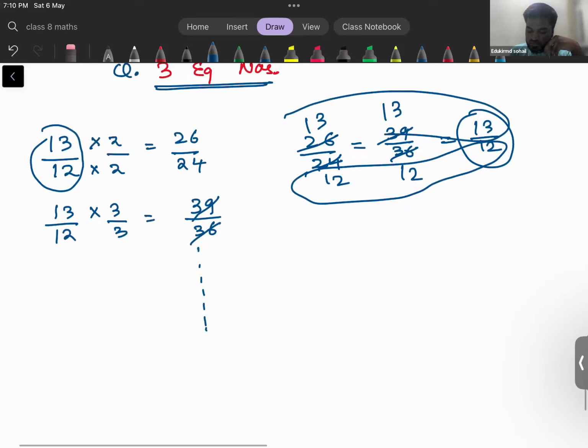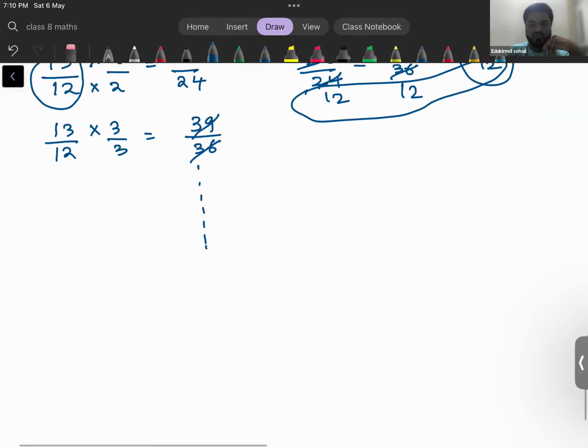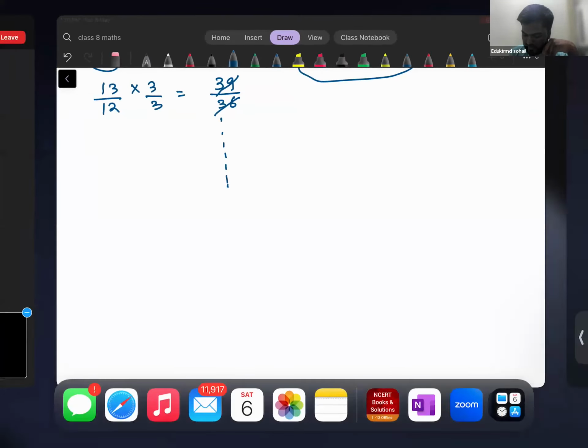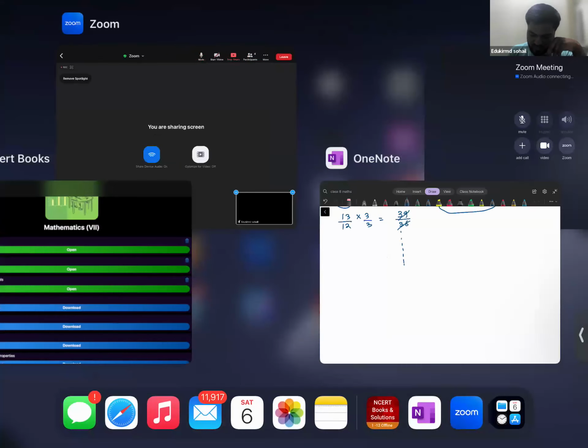Okay, so from the chapter rational number, what are the portions in which you are having confusion? I don't have any confusion. Okay, very good.